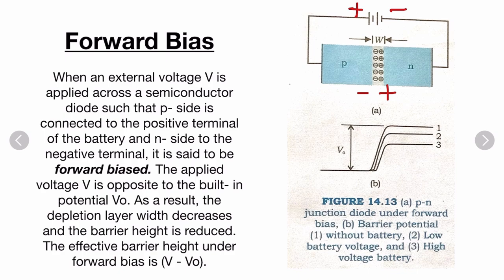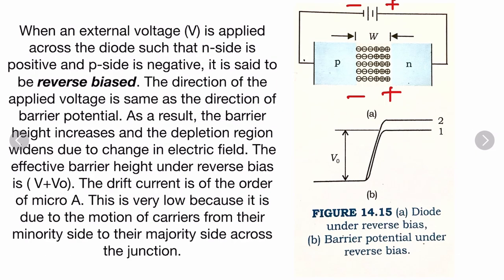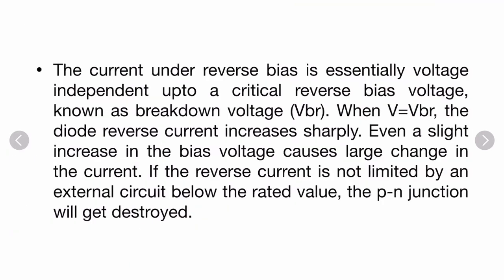Now this is the forward bias. This is minority carrier injection, which I told you about: the injection of electrons from N side to P side, and injection of holes from P side to N side, as already discussed. And this is the reverse bias and the barrier potential, and this is finally the breakdown voltage, which is the most important term for the reverse bias.